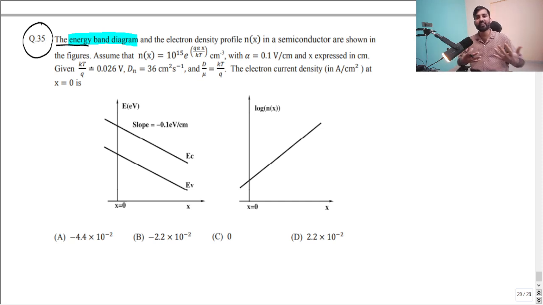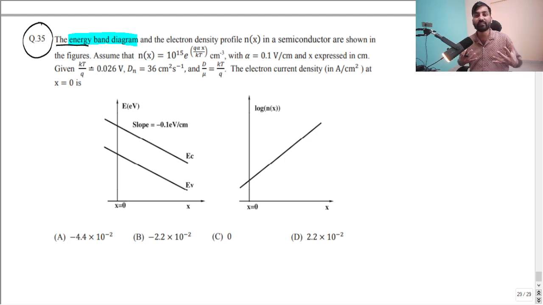So how your doping has been done, you can understand here the doping is not uniform again. At one end of the bar the doping is more, at the other end of the bar doping is less. So certainly there will be diffusion current. They have given here n of x, and x expressed in centimeter. And these values are given, like kT/q, some diffusion coefficient. In fact, the Einstein relation is also given, that is D/mu equal to kT/q.